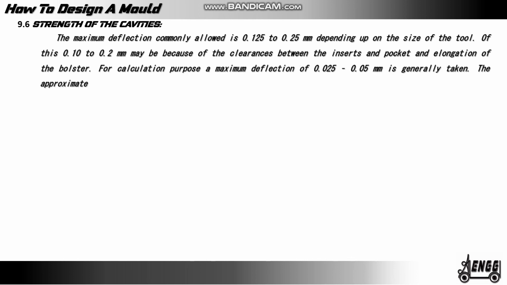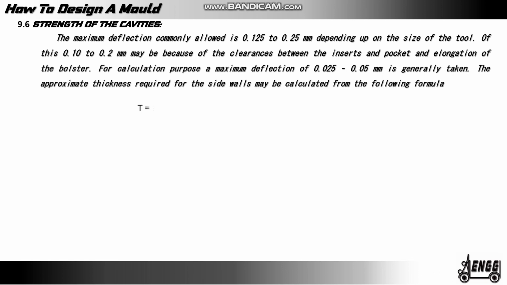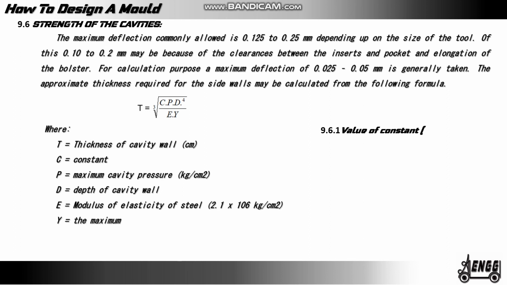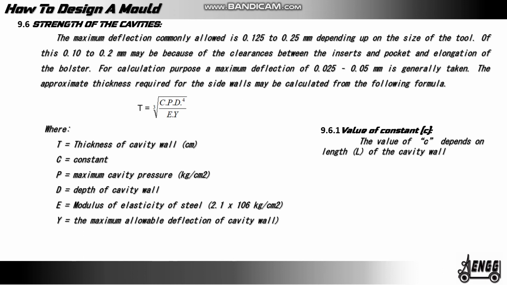The approximate thickness required for the sidewall may be calculated from the following formula. T is equal to cube root of CPD raised to 4 divided by EY, where T is equal to thickness of cavity wall, C is equal to constant, P is equal to maximum cavity pressure, D is equal to depth of the cavity wall, E is equal to modulus of elasticity of steel, and Y is equal to the maximum allowable deflection of cavity wall. The value of constant C depends on the ratio of the length of the cavity wall to the depth of the pocket. Value of C we can see in the table based on the L by D ratio.